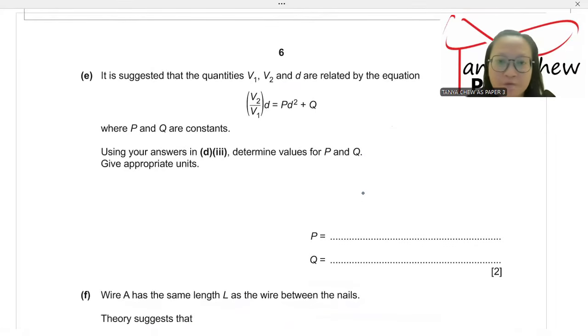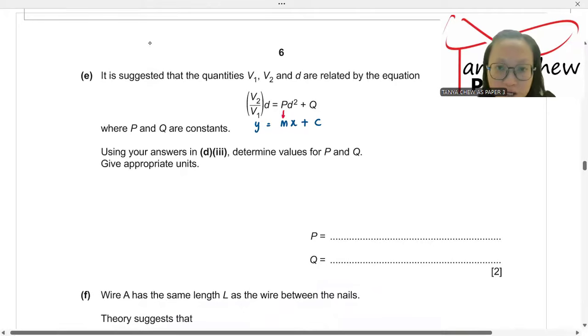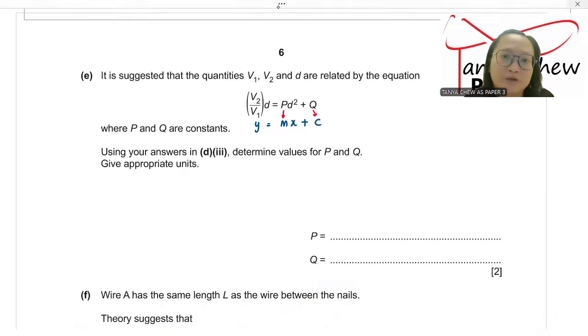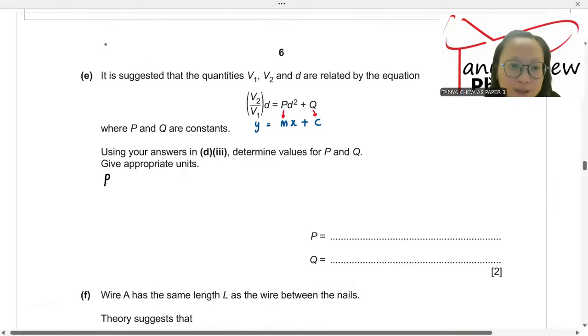Since I have this, I know that this is my y-axis, and I compare with the general equation of the straight line. Can't you see that P represents the gradient, because the x-axis is D squared, and Q represents the y-intercept? So to make things easier, I would write P is equal to the gradient.